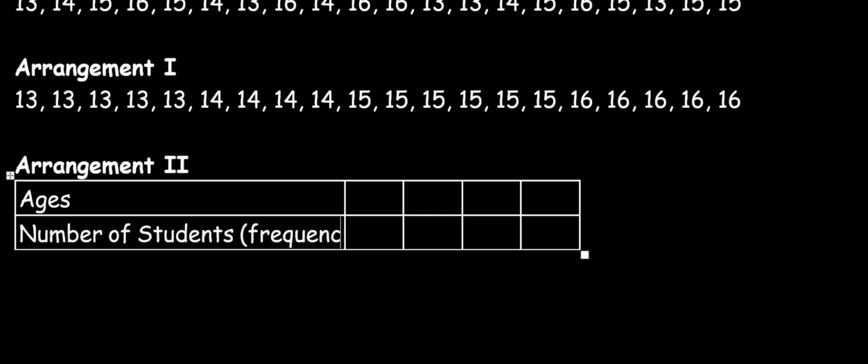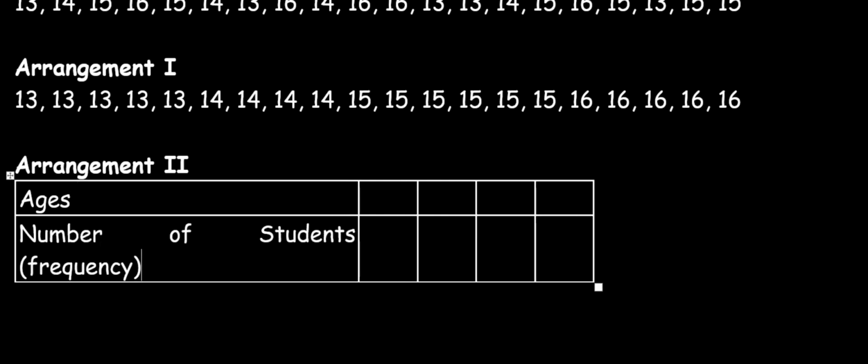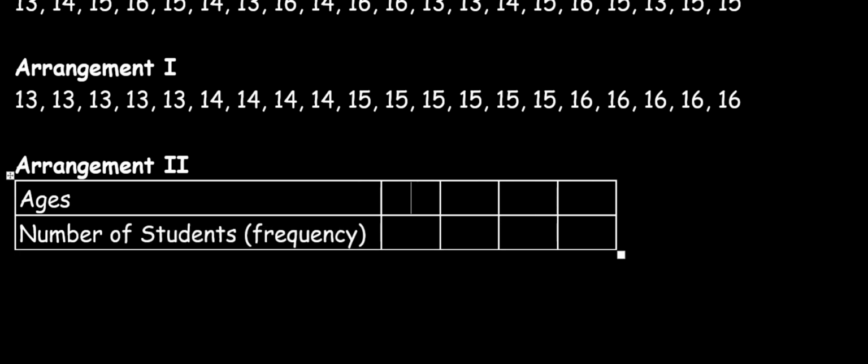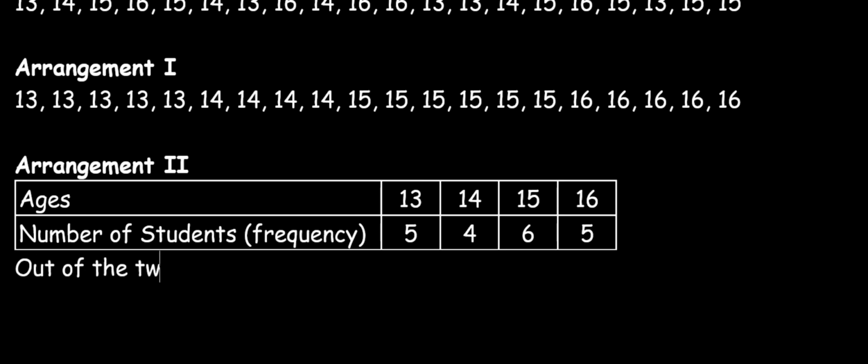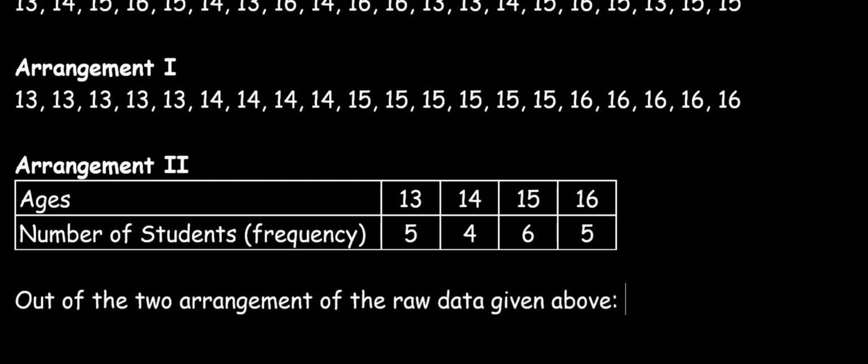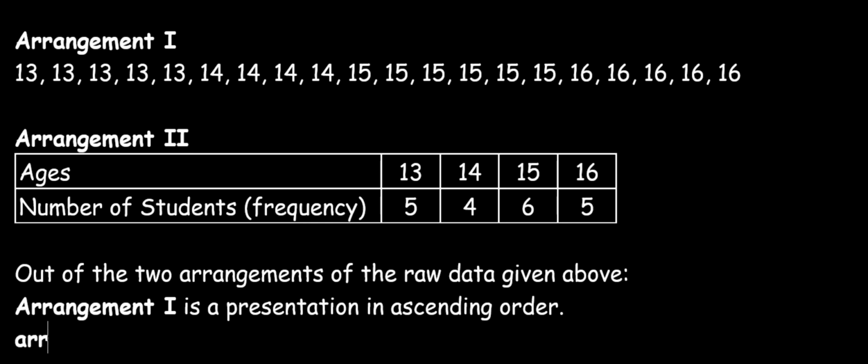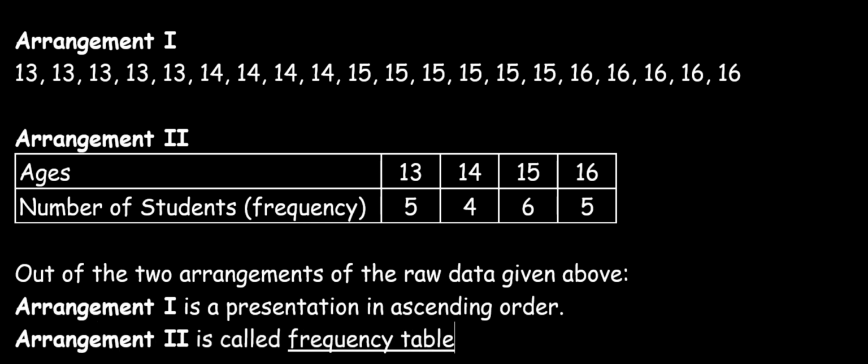We have ages and number of students, frequency in bracket. The ages we have are 13, 14, 15, and 16, and their frequencies will be 5, 4, 6, 5. Now, out of the two arrangements of the raw data given above, arrangement 1 is a presentation in ascending order. Arrangement 2 is called a frequency table. It takes less space and gives more detail and is straight to the point.